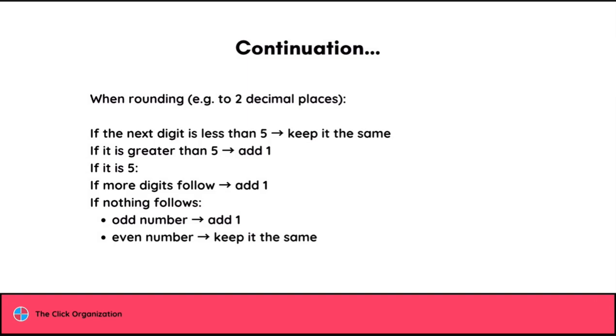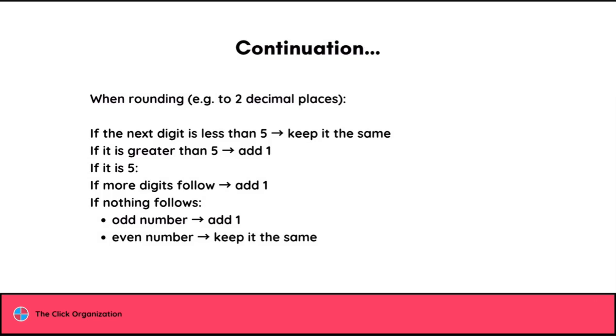When rounding, e.g. to 2 decimal places, so for example, we want to reduce the digits of decimals to 2, okay? 2 digits we want, not more. So at that time, we take a look at the next digit. What is the next digit? The third digit, right? Because we want to have 2 digits, so the next digit after 2 is 3. So the third digit, we look at that. If it's less than 5, we keep the second digit the same. If the third digit is greater than 5, we add 1 to the second digit.